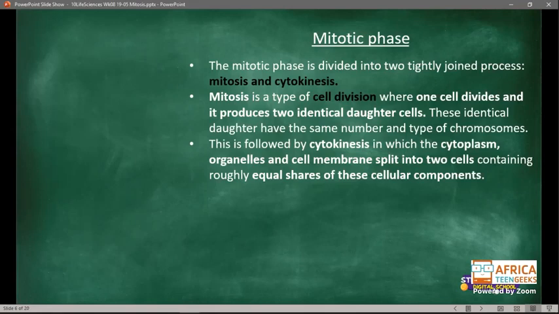So these identical daughter cells have the same number and type of chromosomes. Remember we talked about chromosomes? And you saw how they look or how they are.